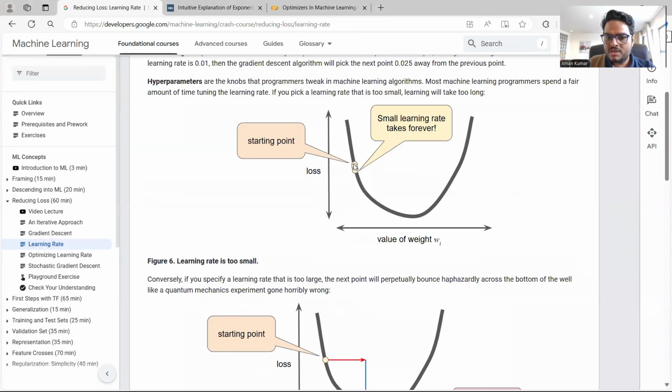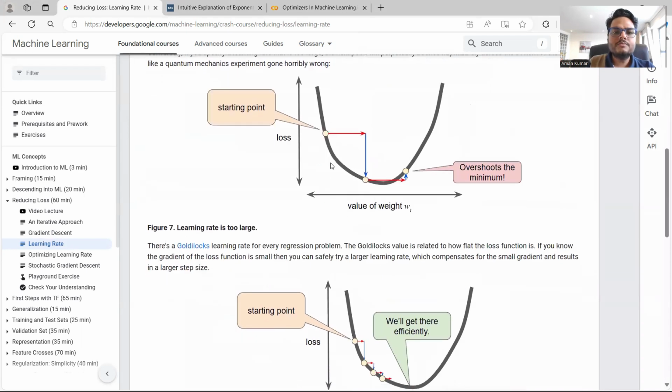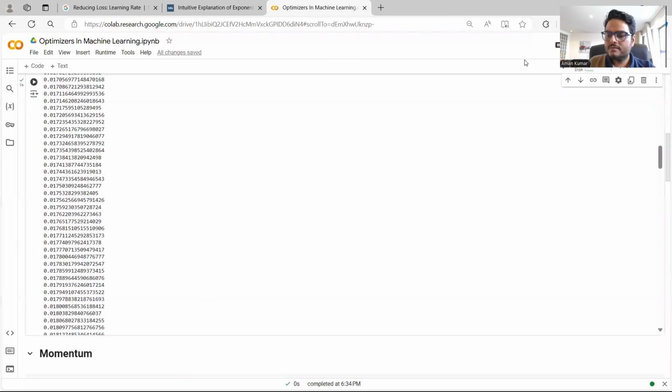Learning rate decides your step size. So it should not be very, very low, and it should not be very high also. If it is very high, it will start overshooting your minima.